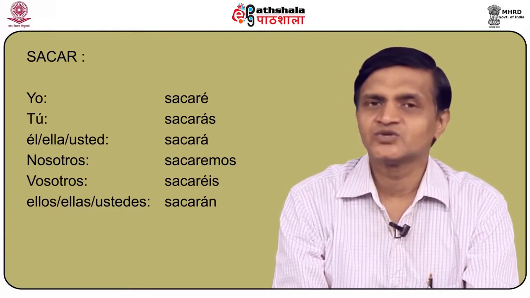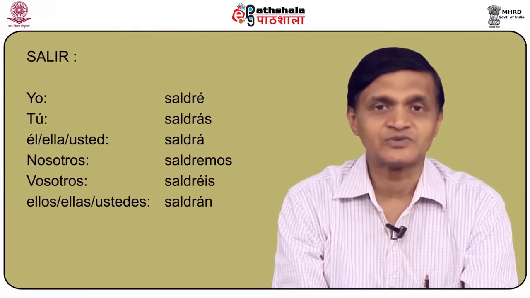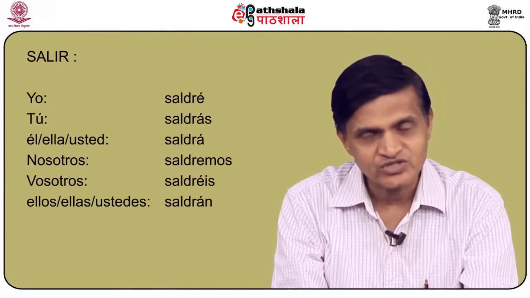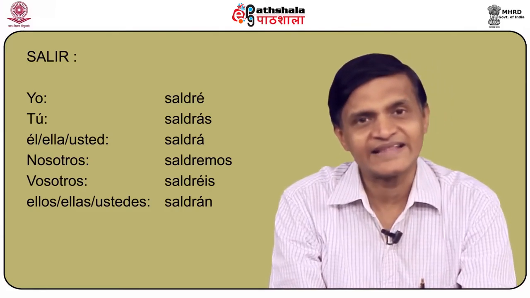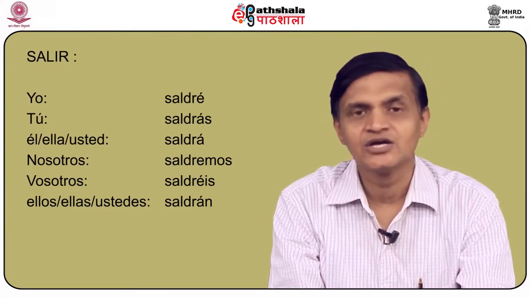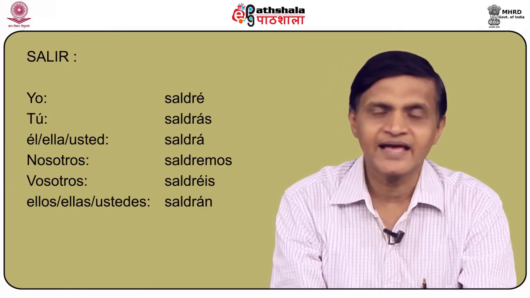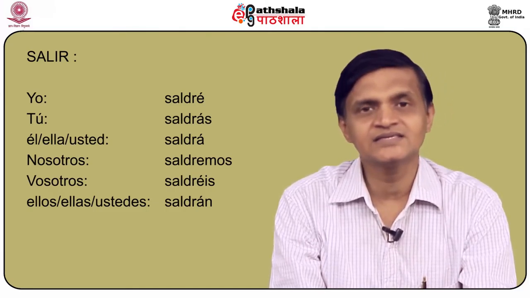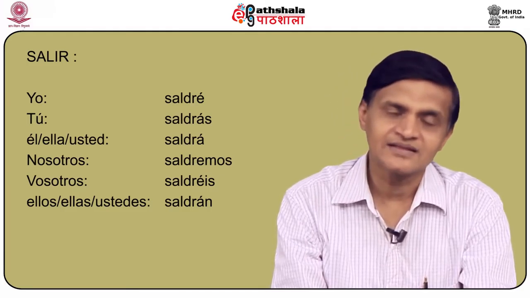Another verb which we use quite frequently in Spanish is the verb salir, which means to go out or to leave. So, how do you conjugate salir in the future? Salir in the future is conjugated in the following manner. Yo saldré, tú saldrás, él, ella, usted saldrá. Nosotros saldremos, vosotros saldréis, and ellos, ellas, ustedes saldrán. I repeat, saldré, saldrás, saldrá, saldremos, saldréis, and saldrán.